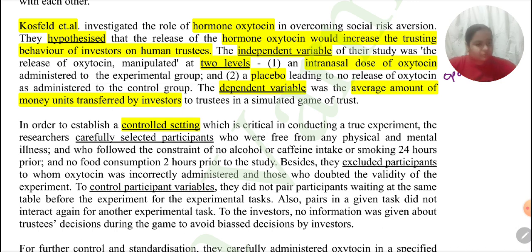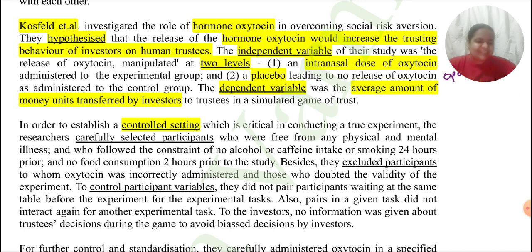Controlled setting or controls are very important to a true experiment. Within controls, for whichever study we have selected, we can discuss some of the participant variables that were controlled, some of the situational variables that were controlled, a mix of these or either one of these. Aim at remembering 2 or 3 specific controls from the study that you will discuss over here. Do not just write that there were many controls in the study.